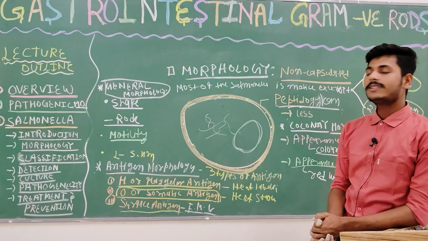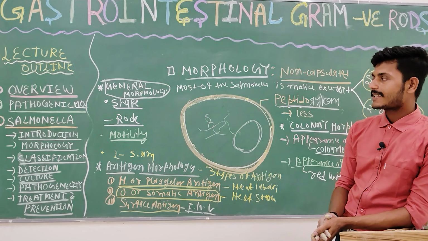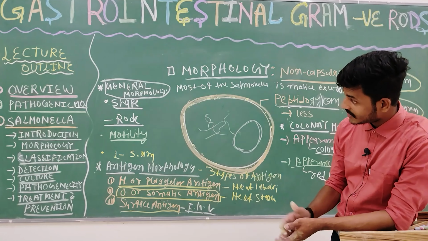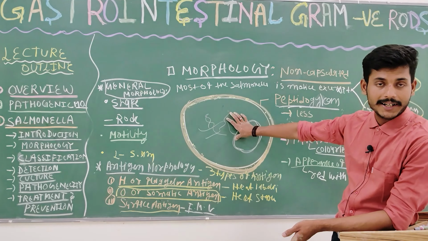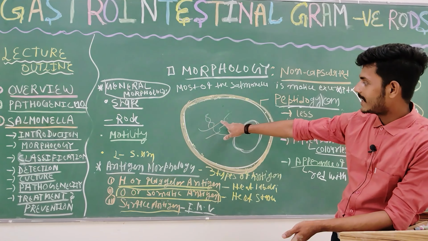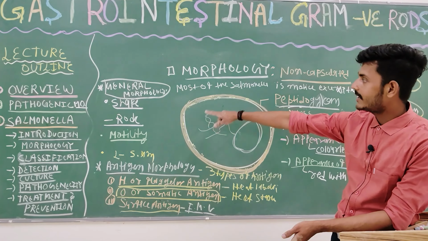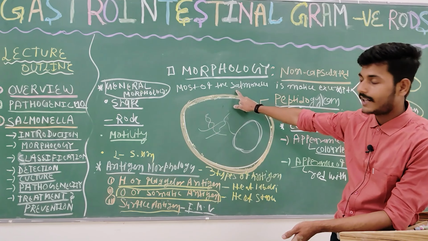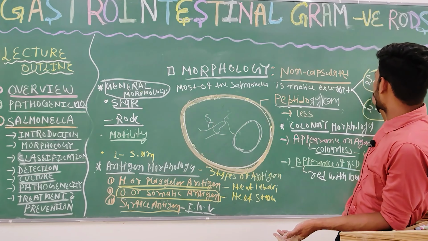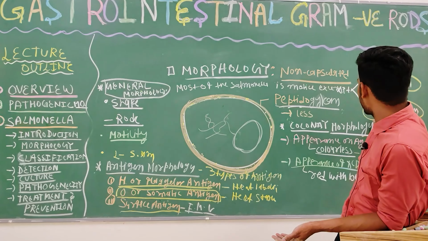Once again, morphology means the appearance of the bacterium. As I said, first we discussed the general morphology, which consists of their shape. Their shape is the rod-shaped bacterium. If we talk about their stain, they are gram-negative bacteria. And if we talk about motility, remember this headline: most of the Salmonella bacteria are motile except two. You have to remember, the first one is called Salmonella pullorum, another one is called Salmonella gallinarum.